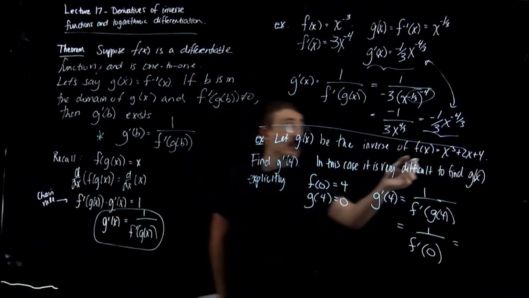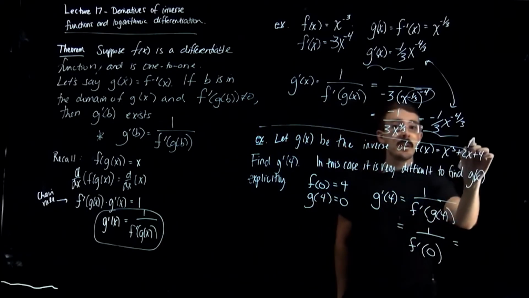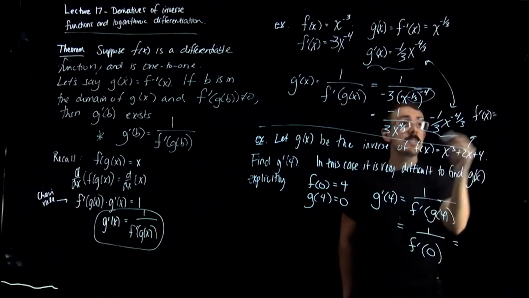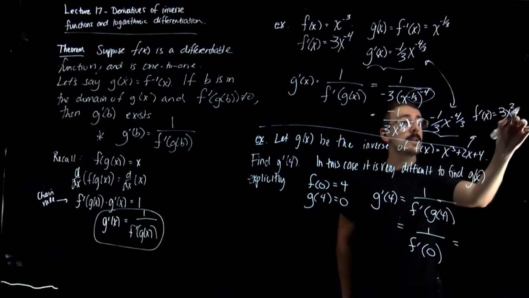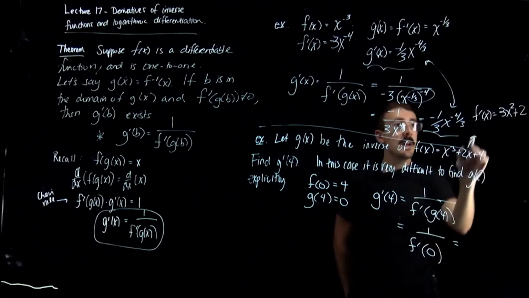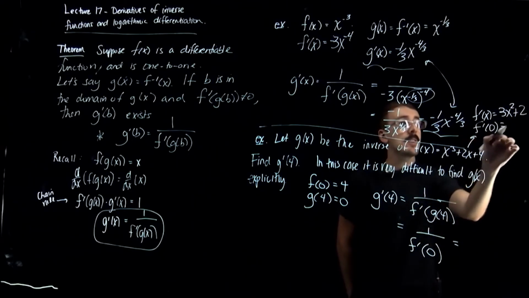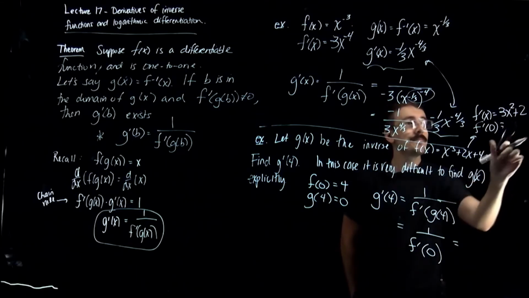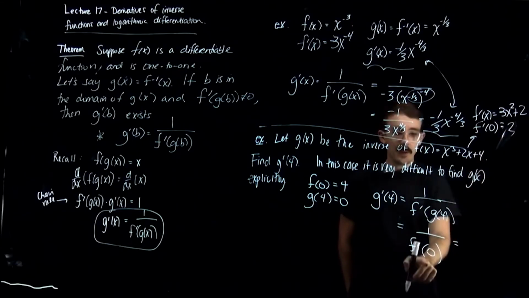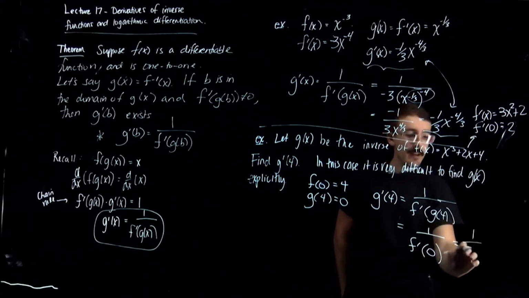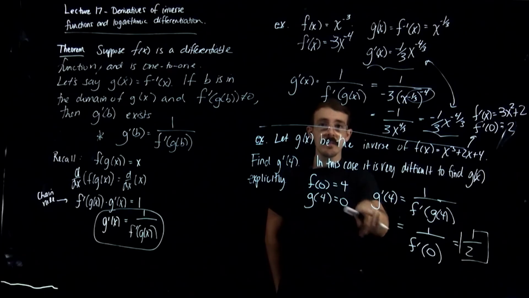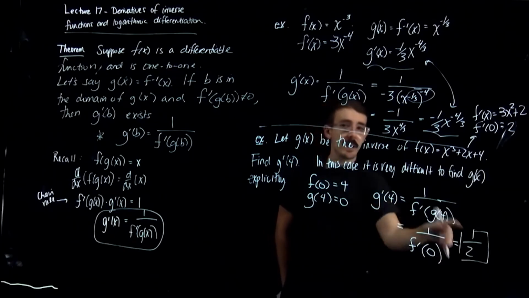And currently I don't, but I can quickly go over here and find what the derivative is. So the derivative of f is going to be 3x squared plus 2, using my power rule. So then that means f prime of 0, if I plug that in, it's, oh, not 0, it's 2. So here I'm going to plug in 2, and I'm going to get 1/2. So it turns out g prime of 4, or the derivative of the inverse function at 4, is 1/2.